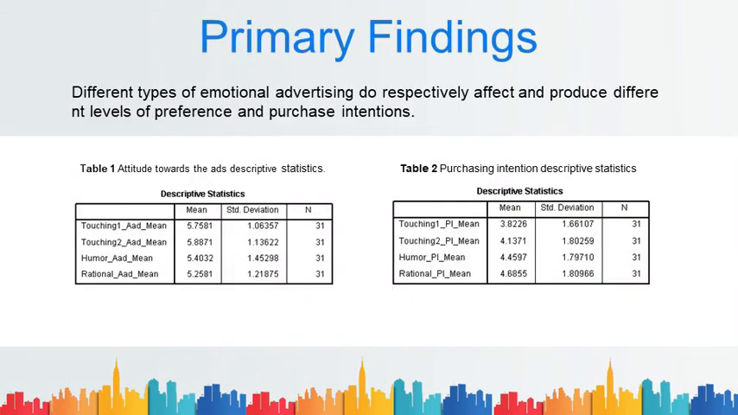This study has several significant results, which will be divided into 3 parts: attitude towards the ads, purchasing intention, and the correlation between attitude towards the ads and purchasing intention. In terms of attitude towards the ads, the most popular ad is Touching 2, followed by Touching 1, Humor, and Rational. Although Touching 2 generally outperformed other types of ads in overall comparison, the purchase intention ranked 3rd. In contrast, rational ads have the lowest preference among the 4 types of ads, but have the highest purchase intention. It confirms that different types of emotional advertising do respectively affect and produce different levels of preference and purchase intentions. Therefore, in the process of selecting advertising types, companies should carefully consider the impact of it.